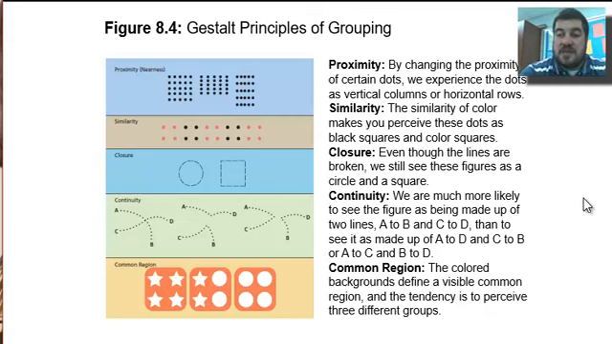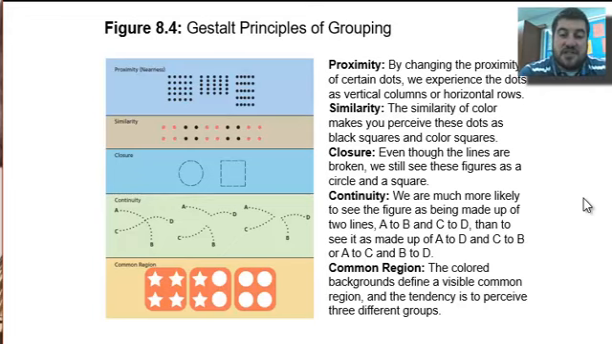Contiguity: we are much more likely to see the figure as being made up of two lines, A to B and C to D, rather than see it as made up of A to D and C to B, or A to C and B to D. So we're much more likely to think it's the one on the left and not the middle one or the right one.